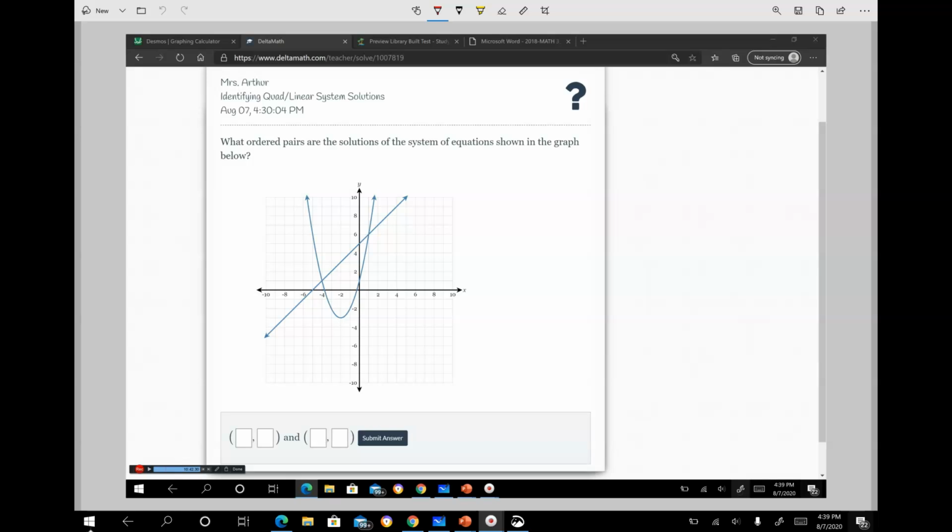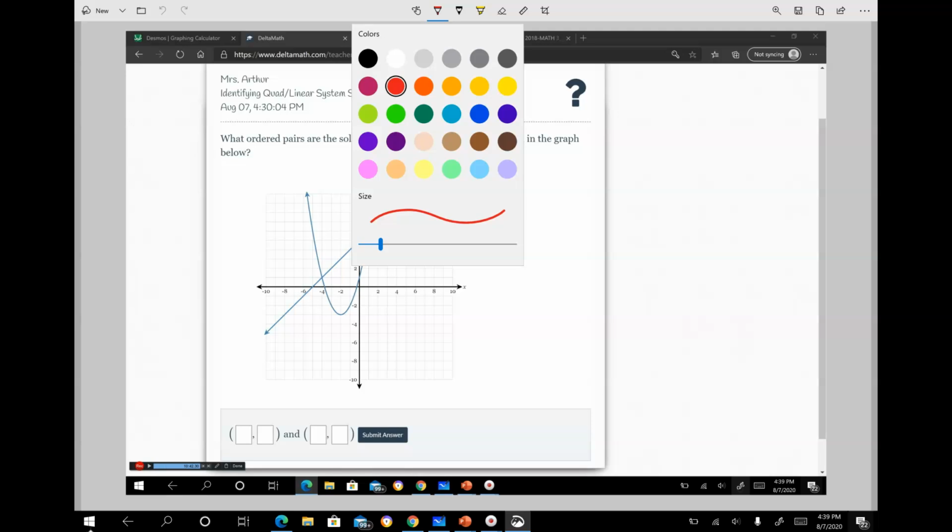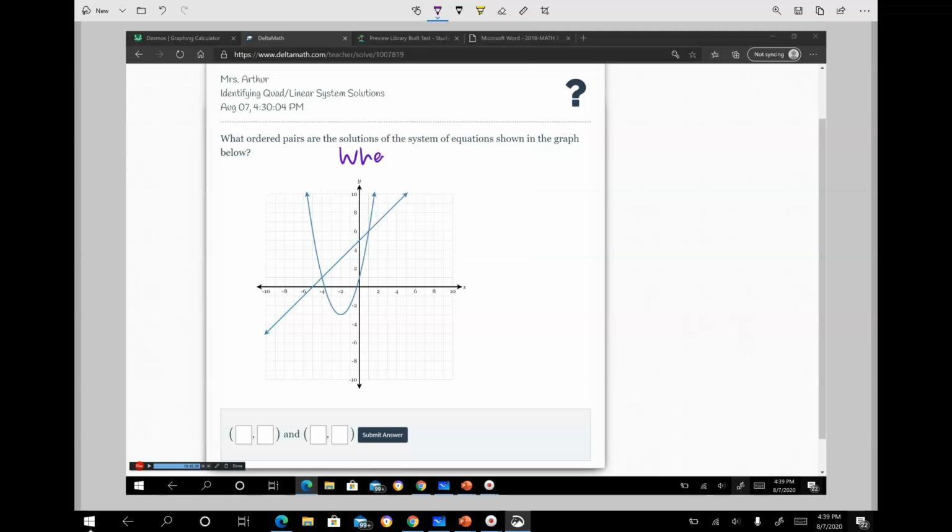So again, when you see solutions to the system of equations, that means you want where they intersect. Where do they meet? Meet, touch, whatever. So where do they touch? That is what that means. Well, they touch right here at -4, 1. And then it also meets right here at 1, 6. And that would be it for your answer for that Delta Math.